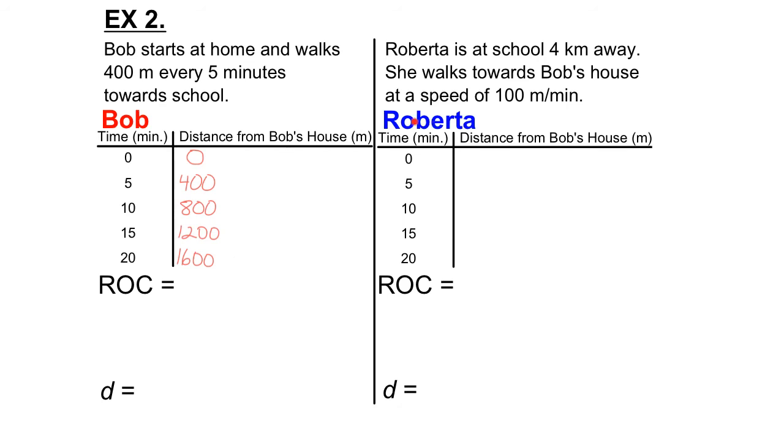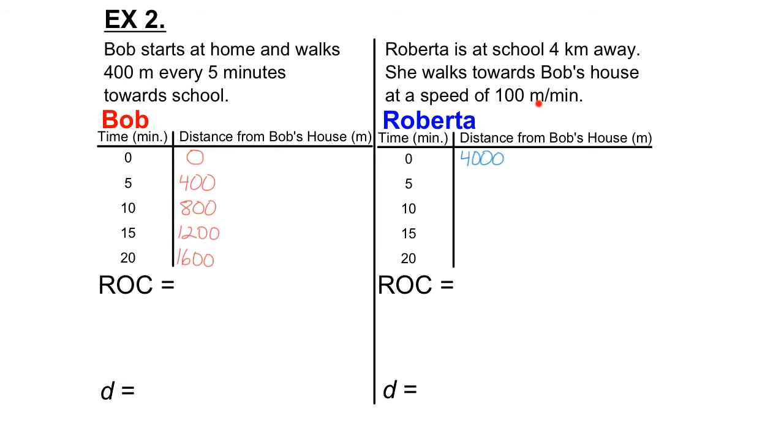Okay, let's go back over to Roberta. So Roberta is at school 4 kilometers away. So when time starts, how far away is she from Bob's house? Well, she's 4 kilometers away, but this table of values has meters as the units. So you're just going to have to remember there's 1,000 meters in 1 kilometer. So if there's 4 kilometers, that's 4,000 meters. She walks towards Bob's house at a speed of 100 meters per minute. So every minute, she's 100 meters closer to Bob's house.